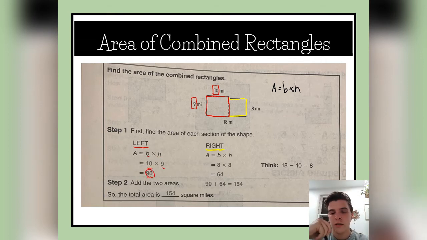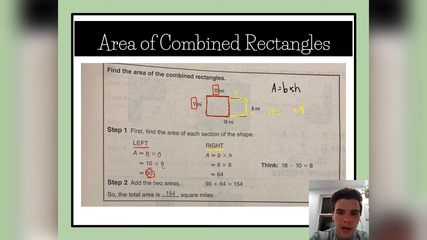The reason why the right side is going to be trickier is because we know the height is 8. So area equals something times 8, but we don't know what the base is. So how can we find out what the base is? Well, what we do know is that the entire base of both rectangles equals 18. And if from here over this way is 10, then here over this way must be 18 minus 10. And there's their hint. 18 minus 10 equals 8.